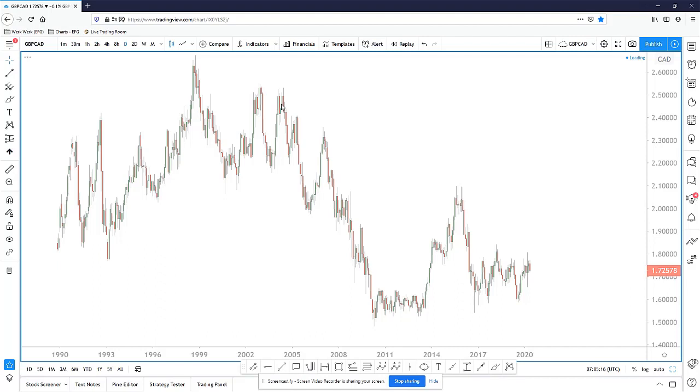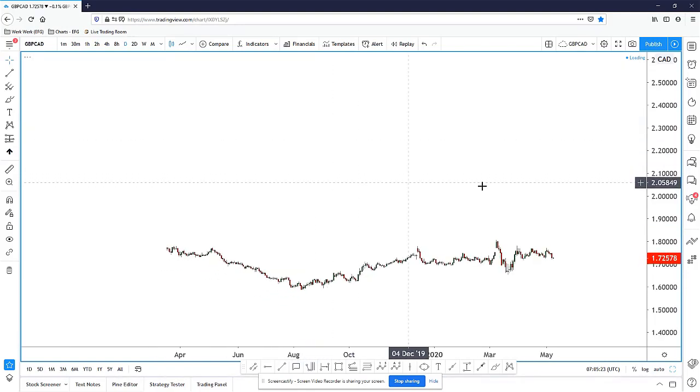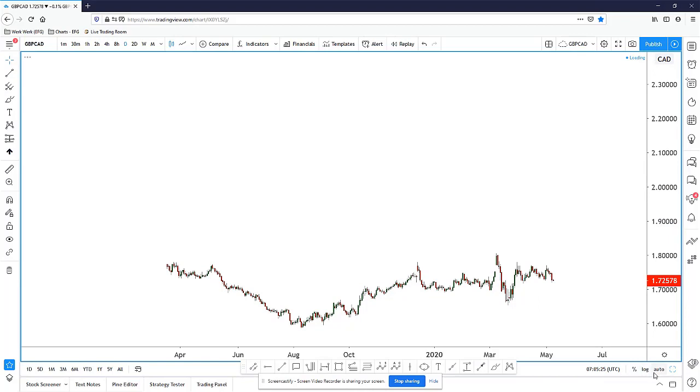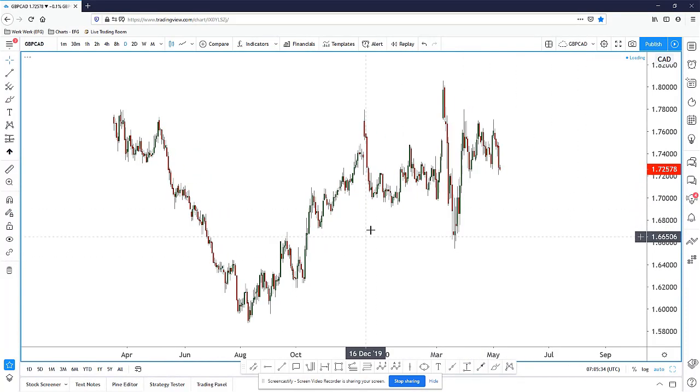Hi guys, for today's trade of the day, I'll be looking at the pound CAD, right? Why I chose the pound CAD is because we actually have upcoming news on the CAD later on today that will be quite important to look at during the US session.